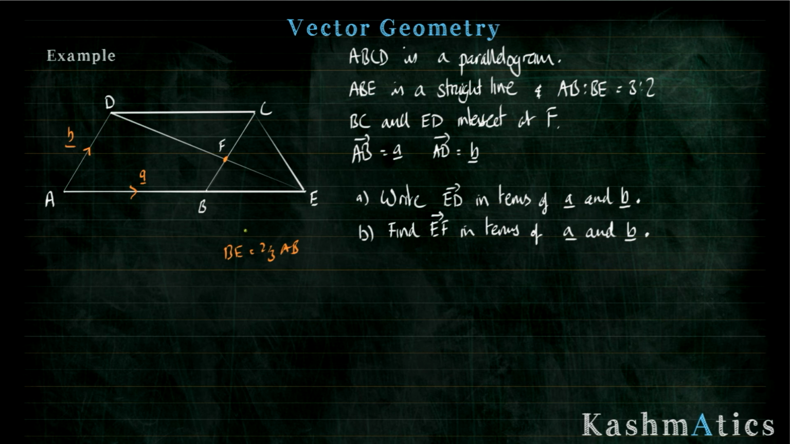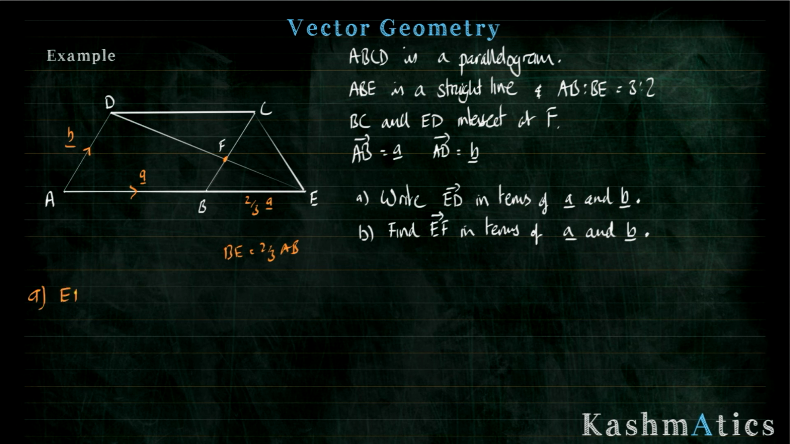Now the reason why this information here is important is because if BE is 2/3 of AB, then the vector is going to be 2/3 of that vector as well. So this here would be 2/3 of vector A. Okay, and that's going to be important for doing part A. So let's have a look at part A.